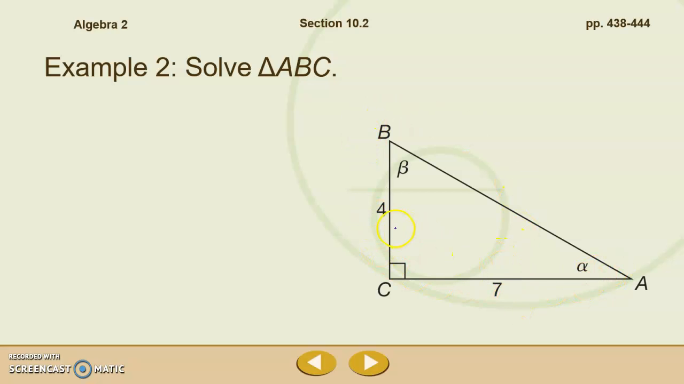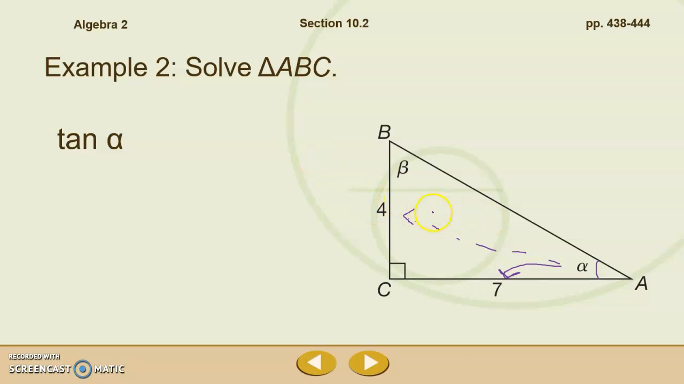Notice that we know 2 of the sides. As long as we know 2 of the sides, we can find all the rest of the measures. So let's see. We know that the tangent of an angle is opposite over adjacent. And when I look at angle A, or this alpha symbol here, I know the opposite is 4, and I know the adjacent is 7. So I can use that to find my angle.